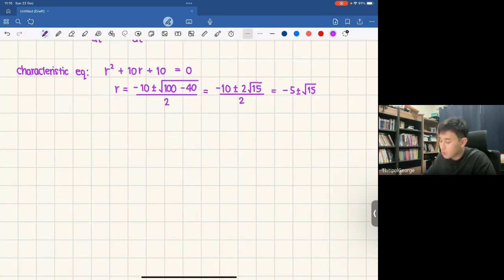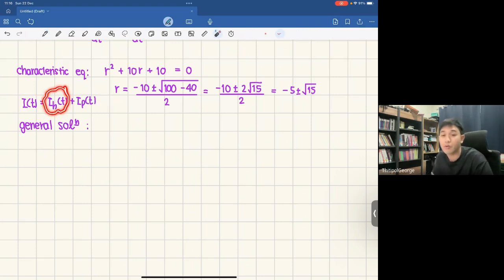So for our general solution, actually, we have two types of answer: the homogeneous one and the particular one. So actually, we can label it as i_st plus i_pt. And we are solving for this first, through the homogeneous equations.